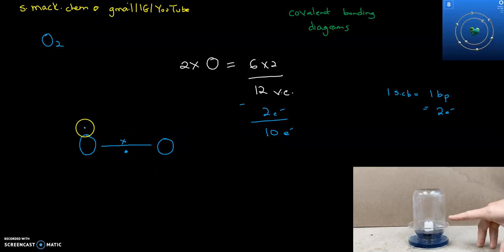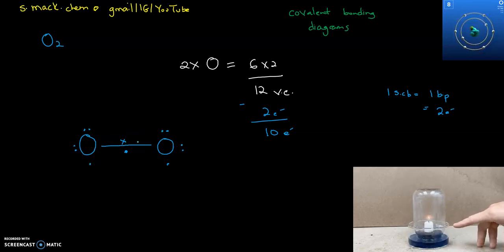So just for the purpose of drawing, let's draw in our 5. 1, 2, 3, 4, 5. 1, 2, 3, 4, 5. Is our structure correct? We look at it. So we have 2, 4, 5, 6, 7 electrons around each oxygen atom.